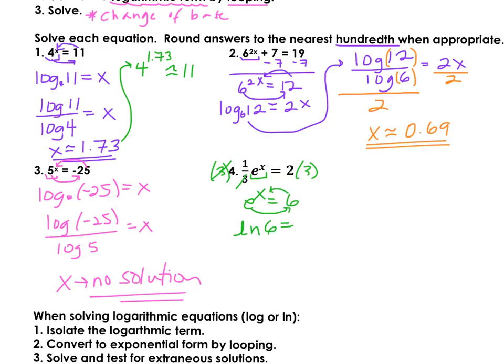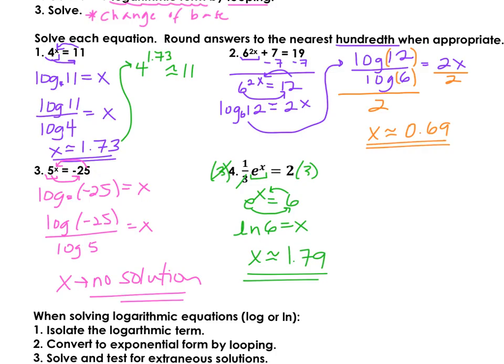Well, that'll equal x. So this is going to be one of the very rare scenarios that we don't have to type that base in. On your calculator, find ln, press 6, and enter. And we should get our x value to be approximately 1.79. And those are our values rounded to the nearest hundredth.